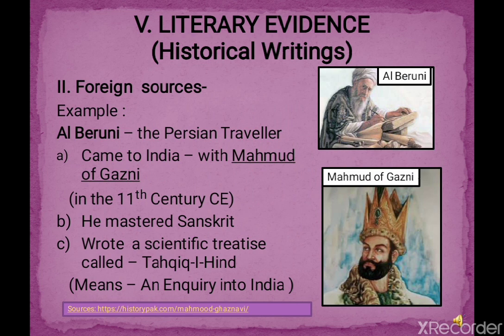Number 1, Al-Biruni, the Persian traveler who came to India with Mahmud of Ghazni in the 11th century CE. He mastered Sanskrit. Mastered means learned Sanskrit, and wrote a scientific treatise called the Tahqiq Hind. Treatise means a long formal book or article or piece of writing dealing with a particular subject. This book contains a wealth of information on the culture and the economy of medieval India.